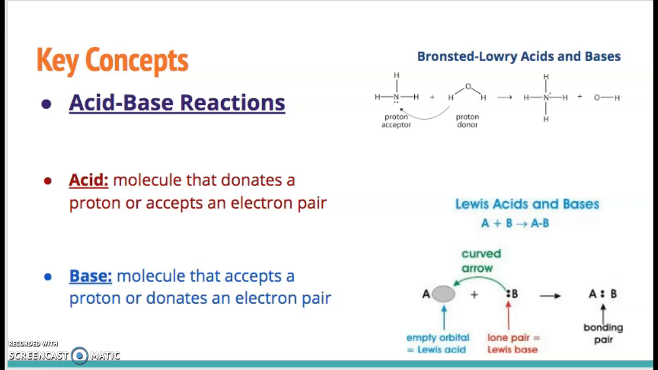An acid can be defined two ways: in terms of the Bronsted-Lowry definition or the Lewis definition. So it's a molecule that donates a proton or accepts a pair of electrons. If it donates a proton, that's being described in the Bronsted-Lowry definition. And if it accepts an electron pair, that's it being described as the Lewis definition.